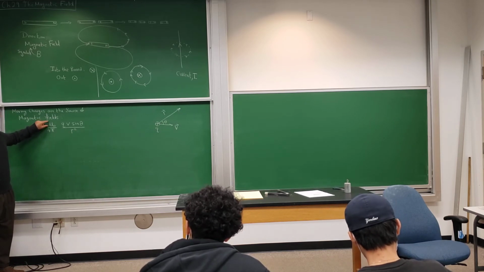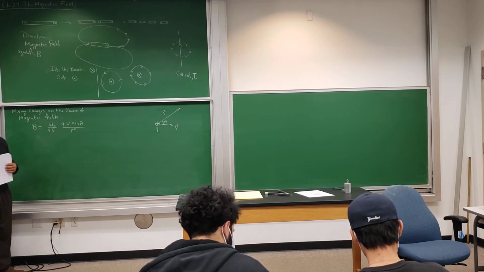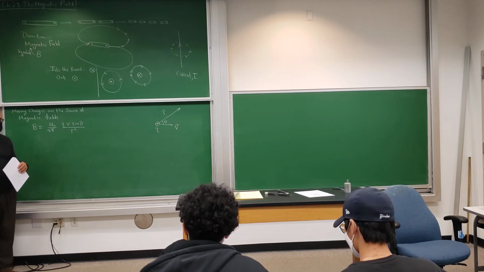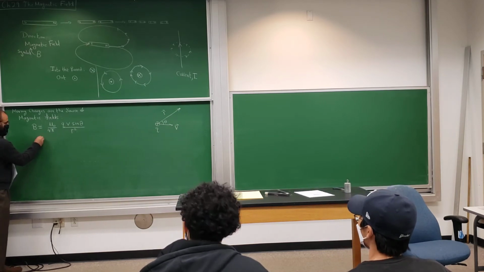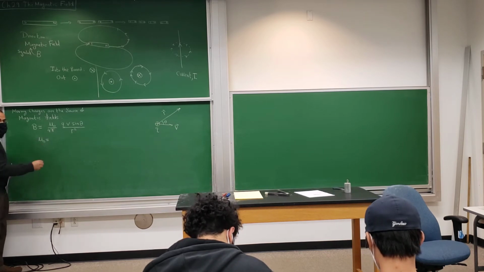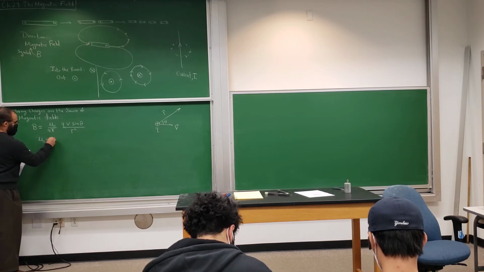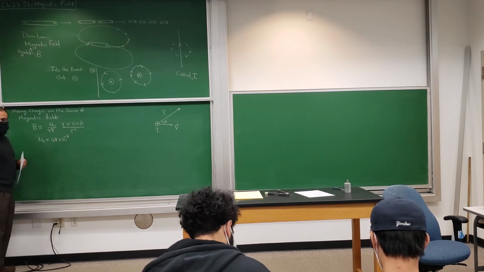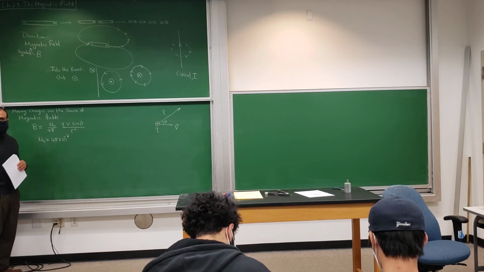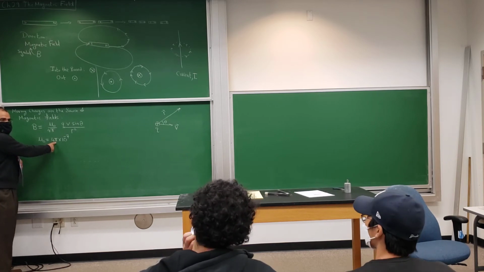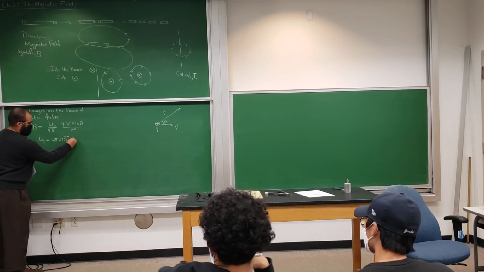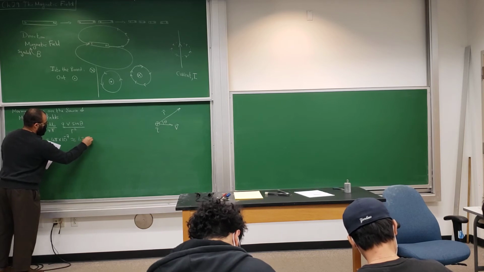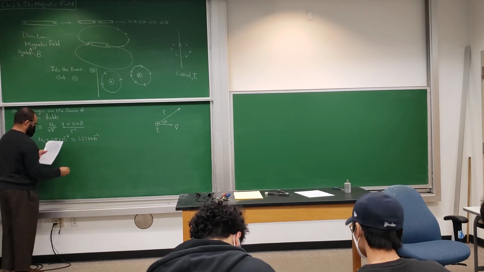Now what is mu naught? Mu naught is a constant, just like epsilon naught was 8.85 times 10 to the minus 12. It's defined in this way: mu naught is exactly 4 pi times 10 to the minus 7. Since 4 pi is about 12 something, this is approximately 1.257 times 10 to the minus 6.